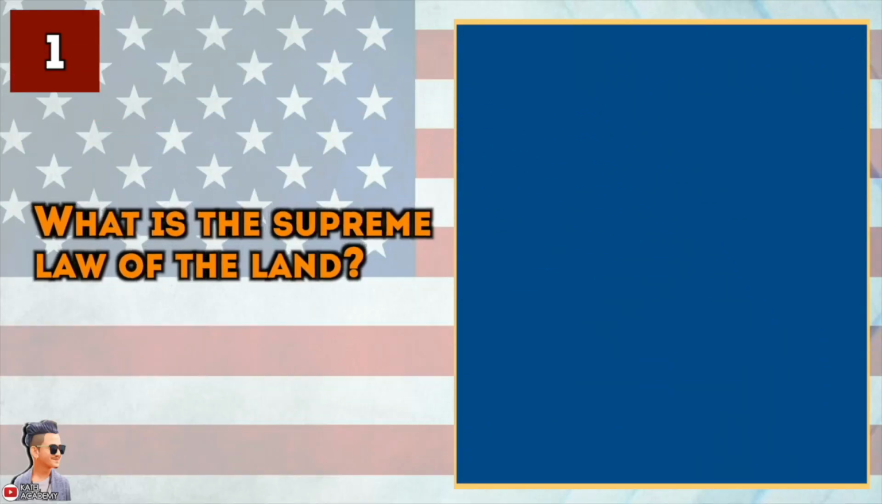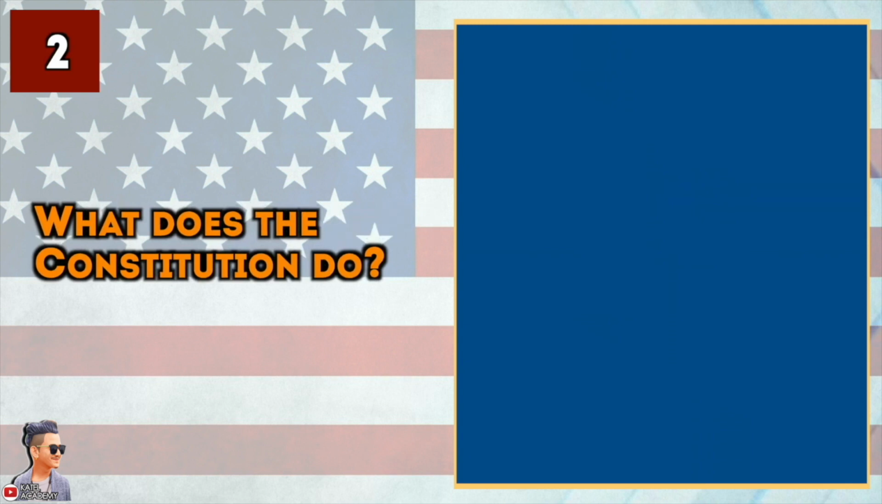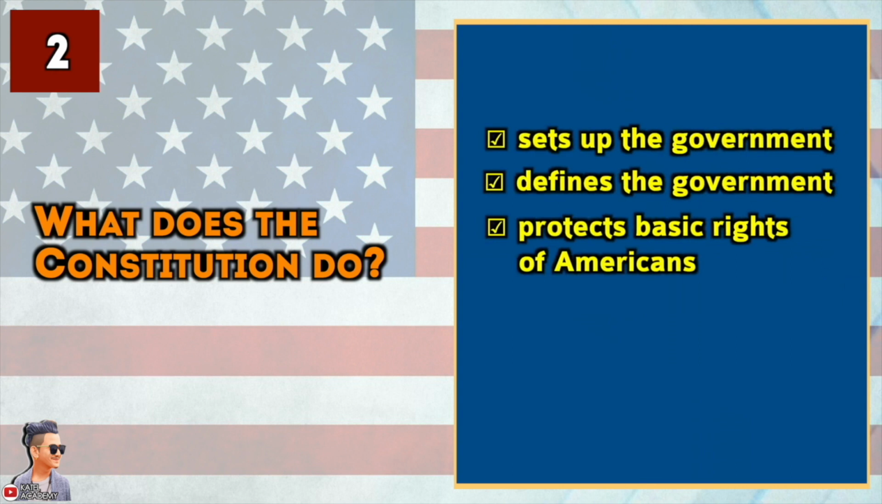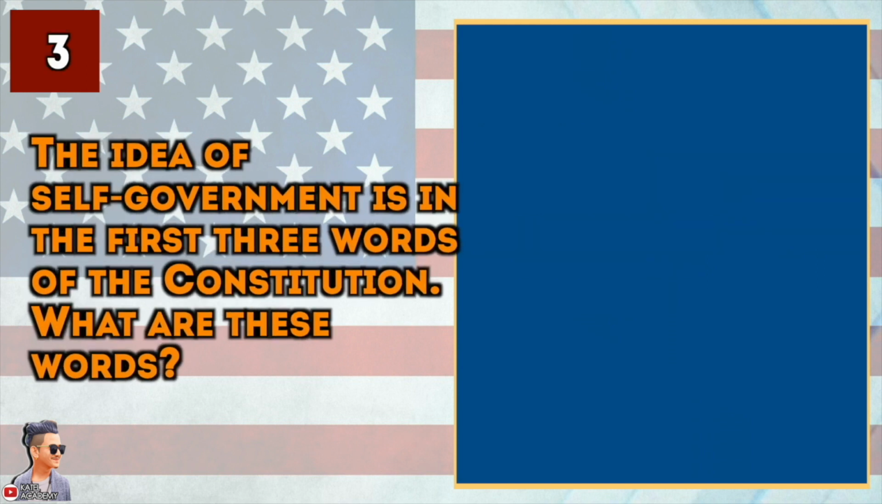What is the supreme law of the land? The Constitution. What does the Constitution do? Sets up the government. Defines the government. Protects basic rights of Americans. The idea of self-government is in the first 3 words of the Constitution. What are these words? We the people.